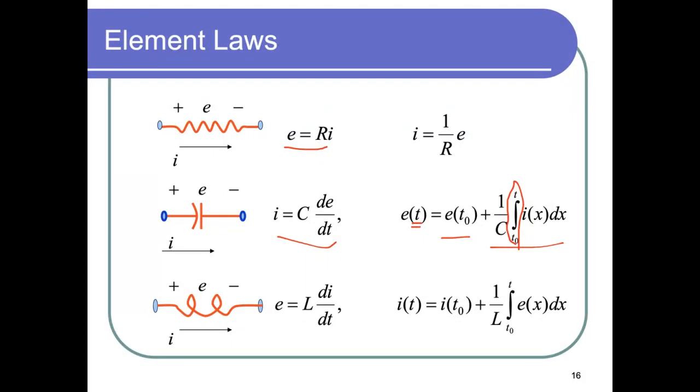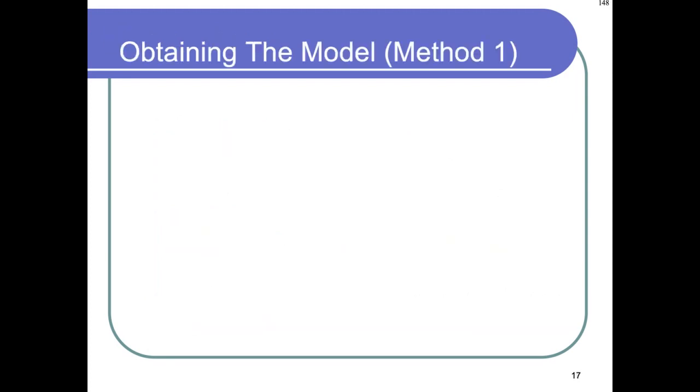Similarly, for the inductor, the voltage across the inductor is L, the inductance, di dt. So if I take the integral of both sides and rearrange, then the current at time t is the initial current plus 1 over L integral of the voltage across the inductor from t naught to t. So now we have all of these: the interaction laws, and also the element laws.